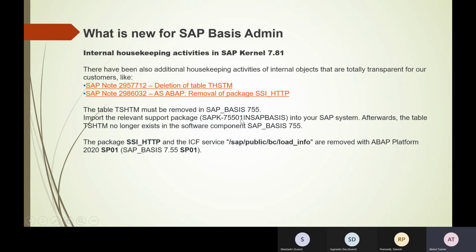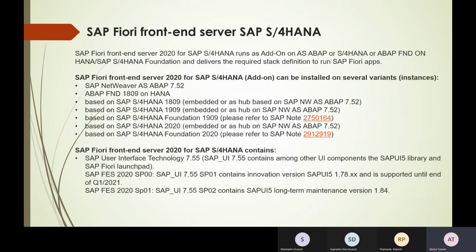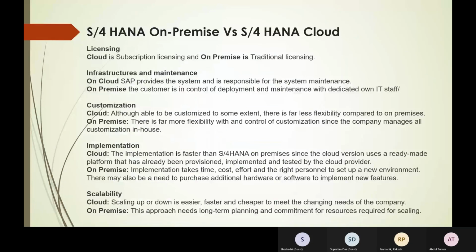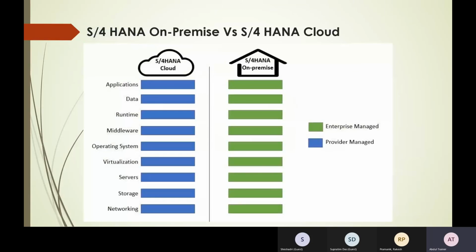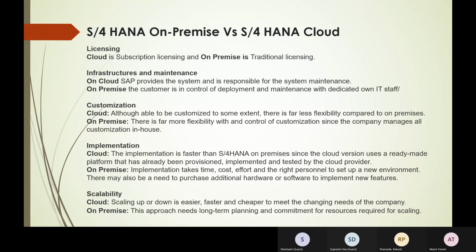So if you have, for example, patch level 00 for SAP_BASIS 755, then you will see these two things present. But if you apply patch level 01, then automatically these two parts will get removed. So we'll stop here and then we'll see the Fiori topic tomorrow. And after that, maybe we will be able to finish S/4HANA and then we will go with the conversion.